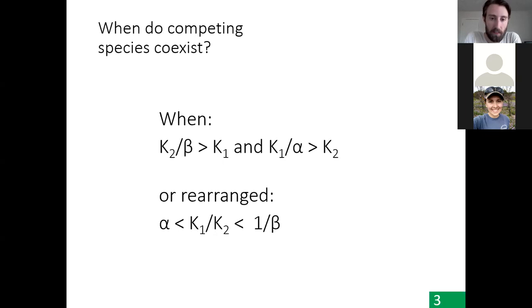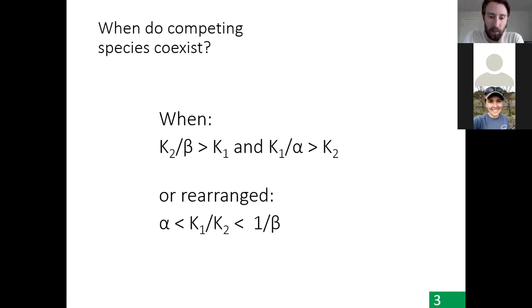All right, so we've got those inequalities there. You can actually rearrange them. If you noticed, there's this relationship between K1 and K2 in both of those inequalities. You can solve both of those inequalities for K1 over K2, and then combine them into a single inequality there at the bottom. So these X and Y intercepts right here have been rearranged to be a single inequality here at the bottom. So just some algebra. And so the species are going to coexist when alpha is less than K1 over K2, which is less than 1 over beta.